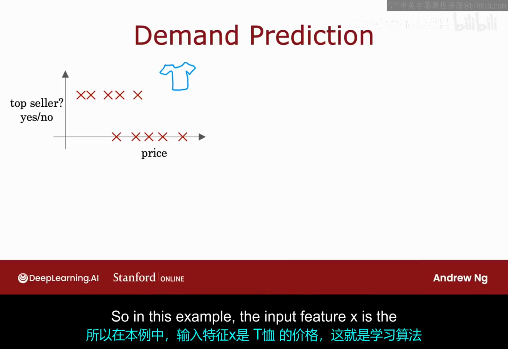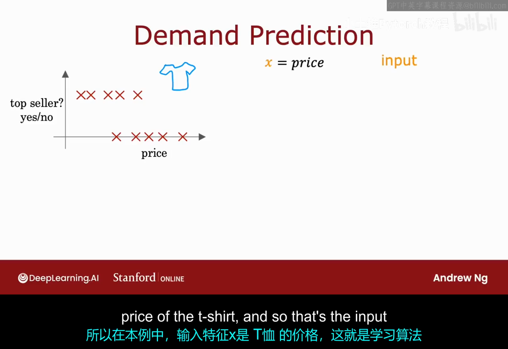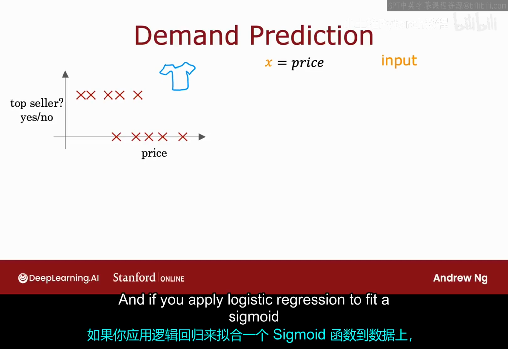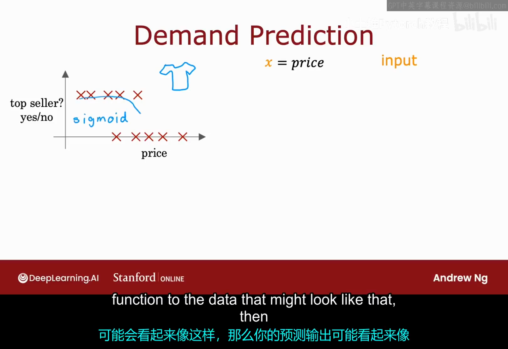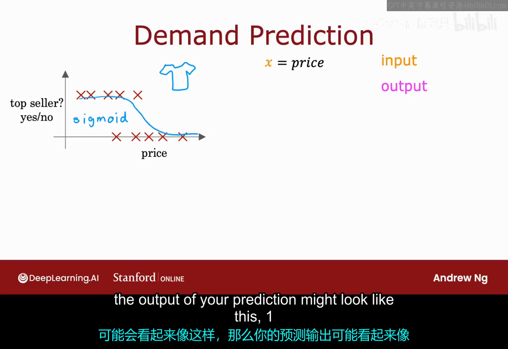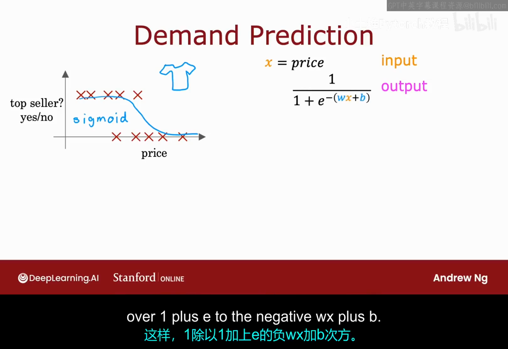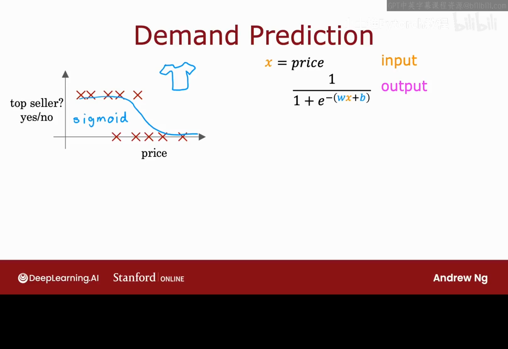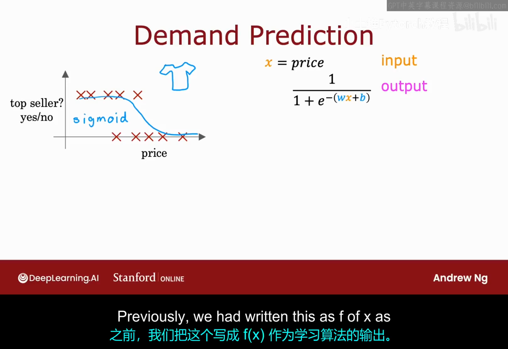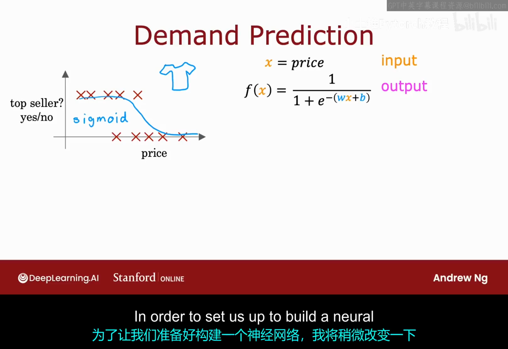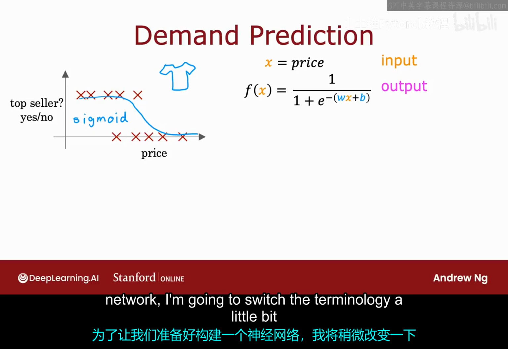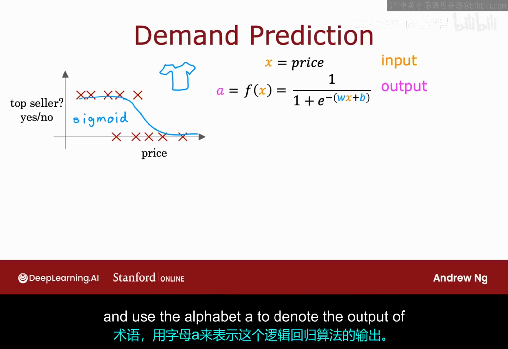So in this example, the input feature x is the price of the t-shirt. And so that's the input to the learning algorithm. And if you apply logistic regression to fit a sigmoid function to the data that might look like that, then the output of your prediction might look like this, 1/(1 + e^(-(wx + b))). Previously, we had written this as f(x) as the output of the learning algorithm. In order to set us up to build a neural network, I'm going to switch the terminology a little bit and use the letter a to denote the output of this logistic regression algorithm.